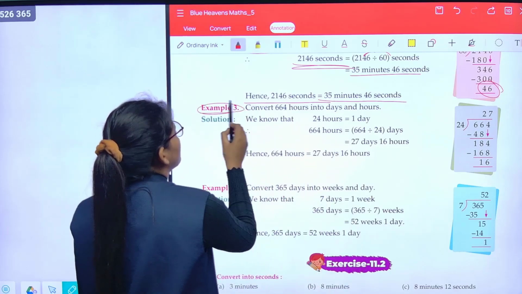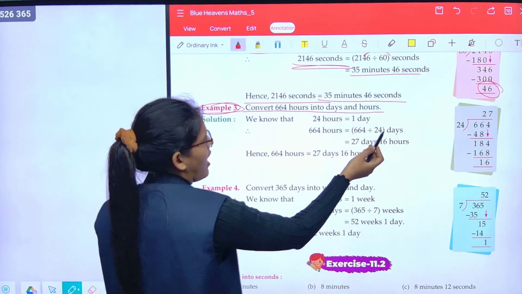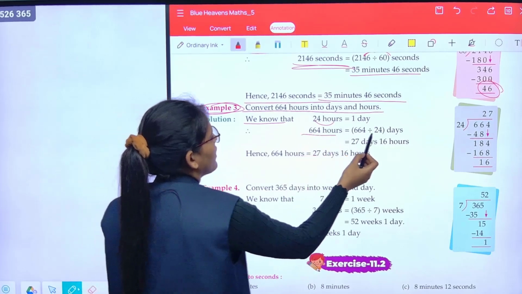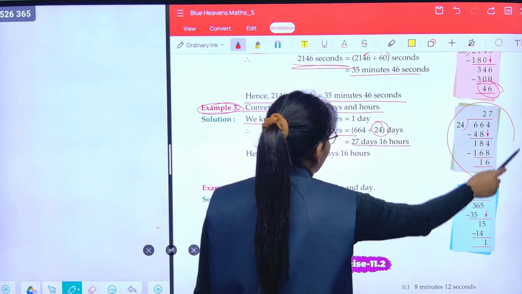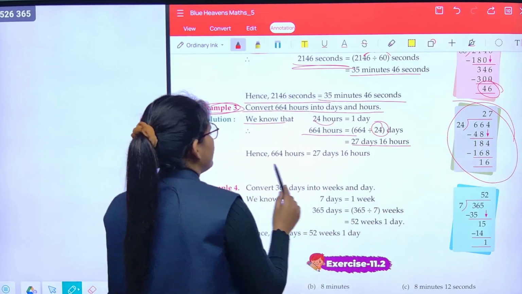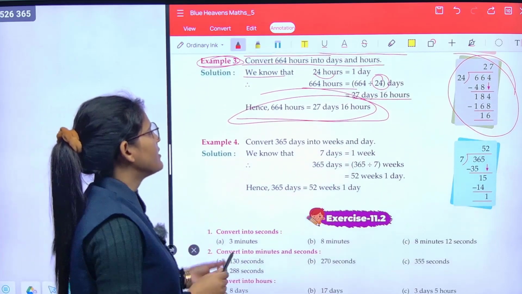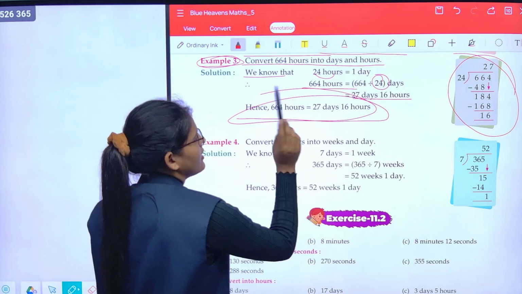Now example number 3, convert 664 hours into days and hours. We know that 24 hours is equal to 1 day, so we divide by 24, so 27 days 16 hours. Hence 664 hours is equal to 27 days 16 hours.